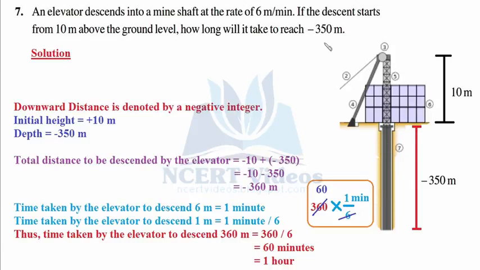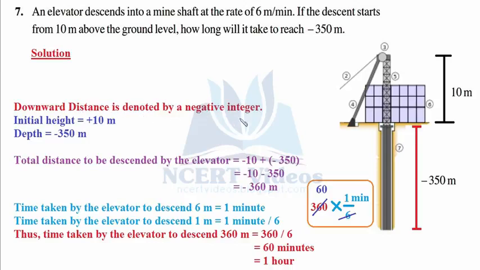So what the question says is, if the descent starts from 10 meters, suppose the crane or the elevator is here, 10 meter above. It is not here. It is here 10 meter above. And it has to reach minus 350 meter below the ground. So this is the ground. Below 350, that means it has to reach here. So downward distance is denoted by a negative integer.